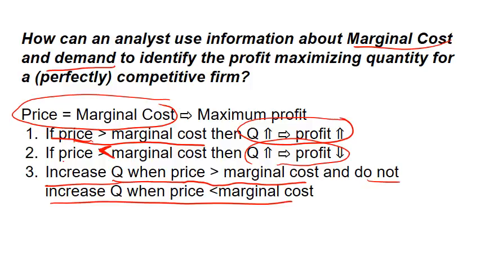You put these two things together, it means you want to produce the quantity where price equals marginal cost. Another way to say it is that you want to increase quantity as long as price is greater than marginal cost, and then stop once price gets below marginal cost.